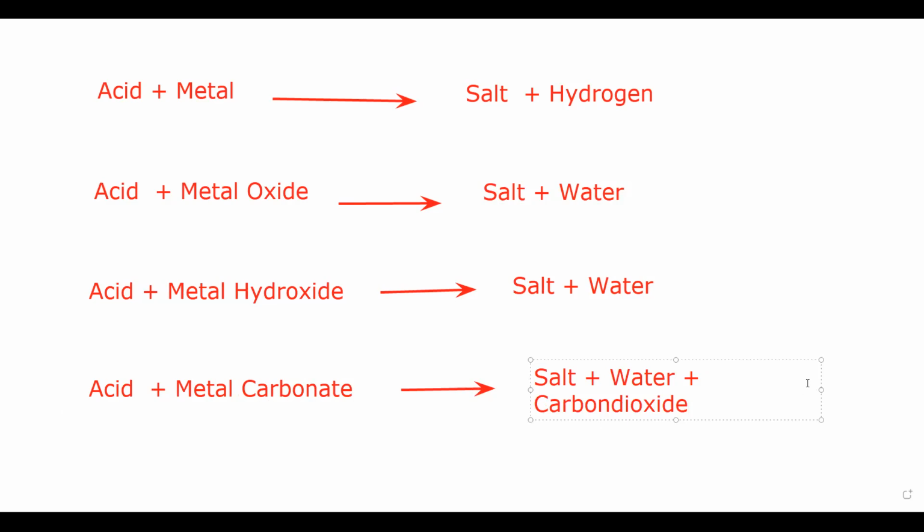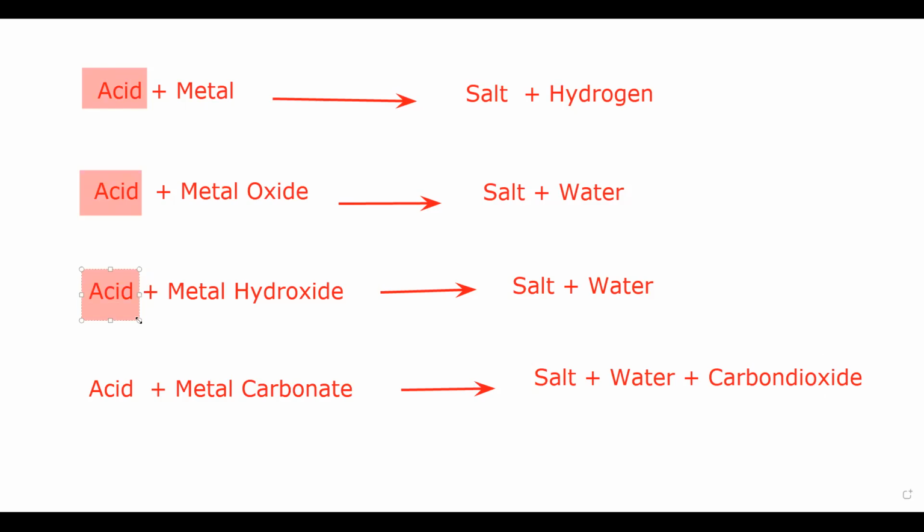So these are the characteristic properties of acid. Whenever any acid is mixed with metal, it will give salt and hydrogen. When acid is mixed with metal oxide, it will give salt and water. Acid mixed with metal hydroxide will give salt and water as well. And when acid reacts with metal carbonate, this will result in the formation of salt, water, and carbon dioxide. So whenever acid reacts, one of these products results, depending on whether we add metal, metal oxide, metal carbonate, or metal hydroxide.